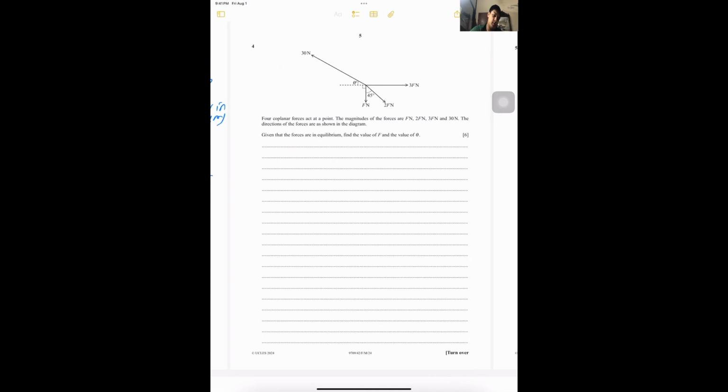Let's go to question number 4 now. So yeah, this is a coplanar forces question. This is equilibrium. As you can see, the magnitudes are given, and the directions of the forces are shown in the diagram, because the forces are in equilibrium. So let's first divide into components. The components have to be divided first before solving any of this type of question. Let's draw the components. For this one it is 30 sine theta, this is 30 cos theta, and for this one it is 2f sine 45, 2f cos 45.